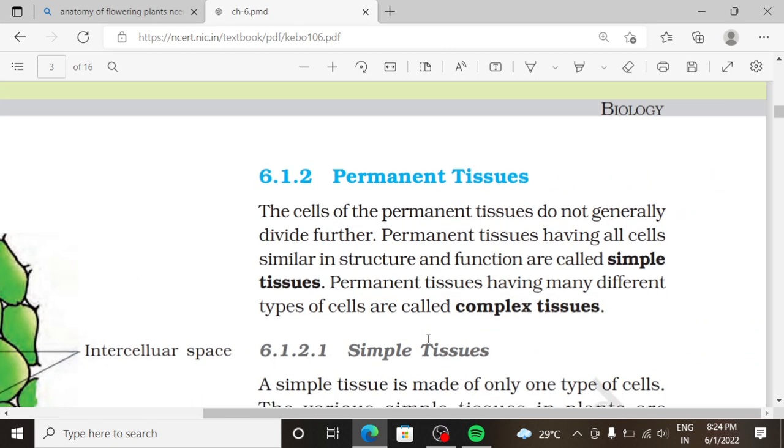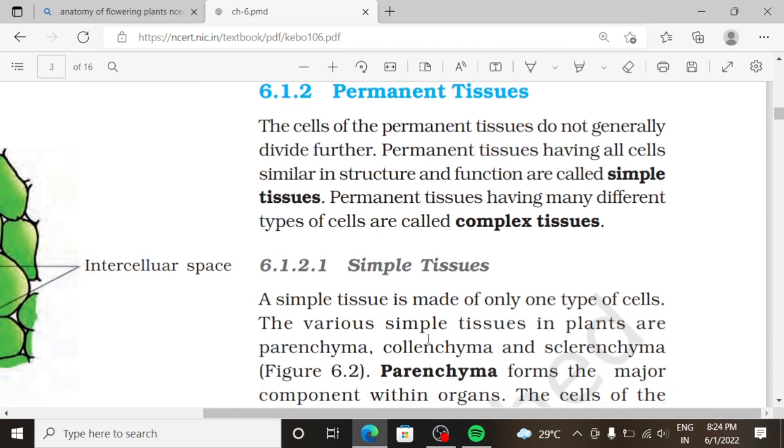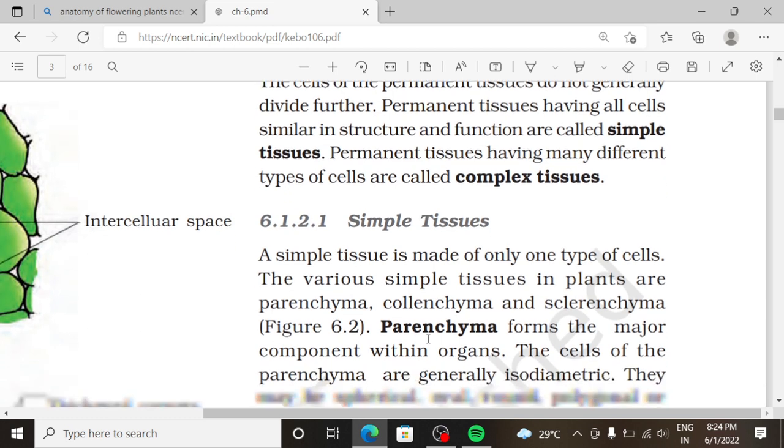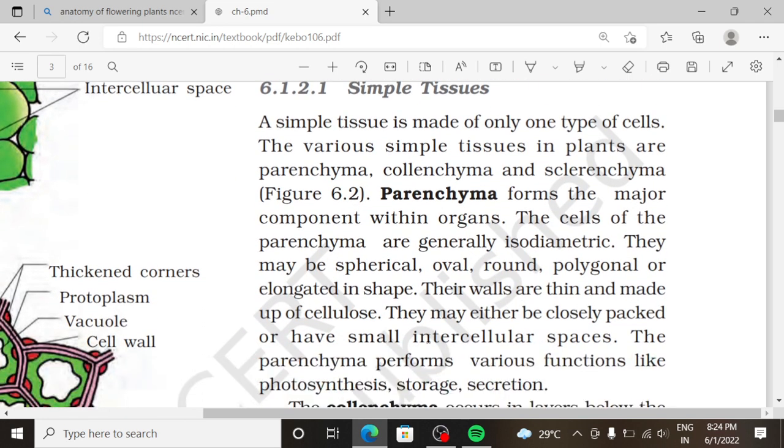The permanent tissues. The cells of the permanent tissues do not generally divide further. Permanent tissues having all cells similar in structure and function are called simple tissues. Permanent tissues having many different types of cells are called complex tissues. Simple tissues: a simple tissue is made of only one type of cells. The various simple tissues in plants are parenchyma, collenchyma and sclerenchyma.